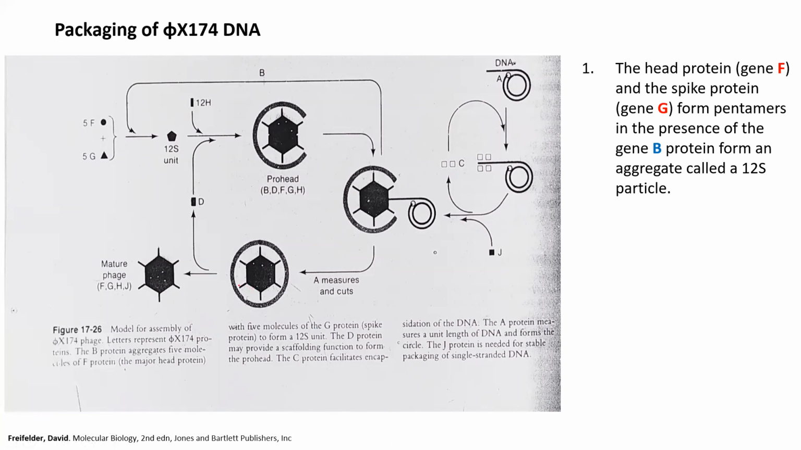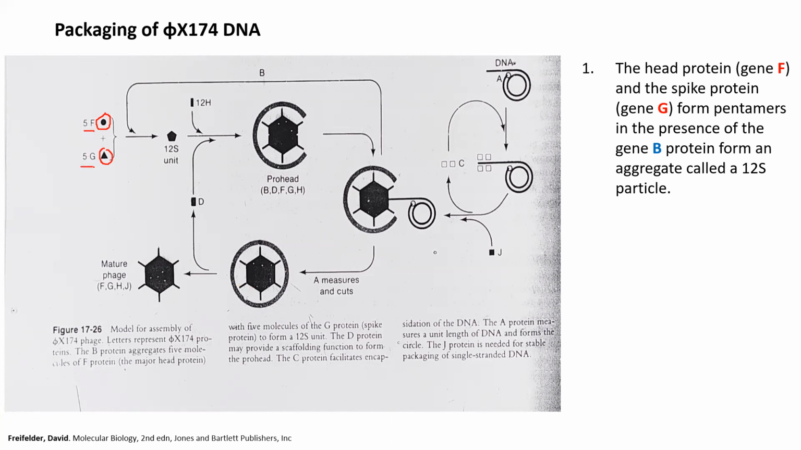the head protein, which is the protein coded by the F gene, the F protein, and the spike protein coded by the gene G, that is the G protein. This head protein and spike protein form pentamers. You can see here 5F and 5G.